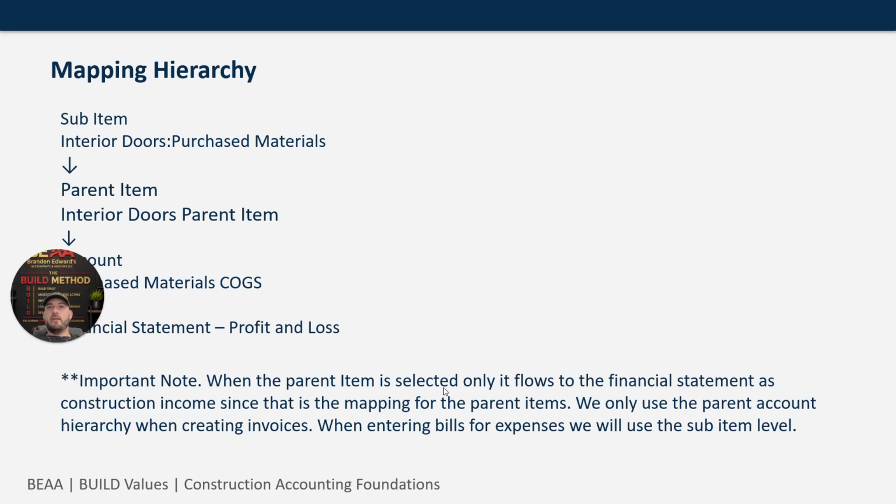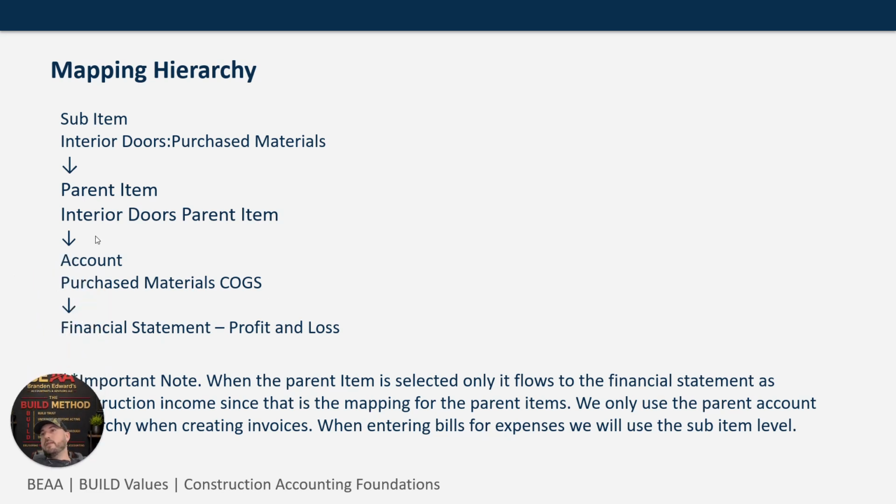Important note: when the parent item is selected only, it flows to the financial statement as construction income, since that is the mapping for the parent items. We only use the parent account hierarchy when creating invoices. When entering bills for expenses, we will use the sub-item level. So in this case, if we were going to create an invoice to bill a client for this, you would just eliminate this part of the hierarchy. It would just be the parent item, and the account would be construction income here. And then it would flow through your profit and loss on your top line.